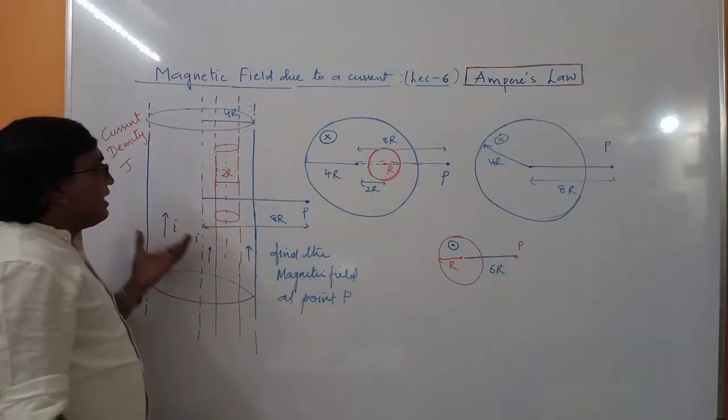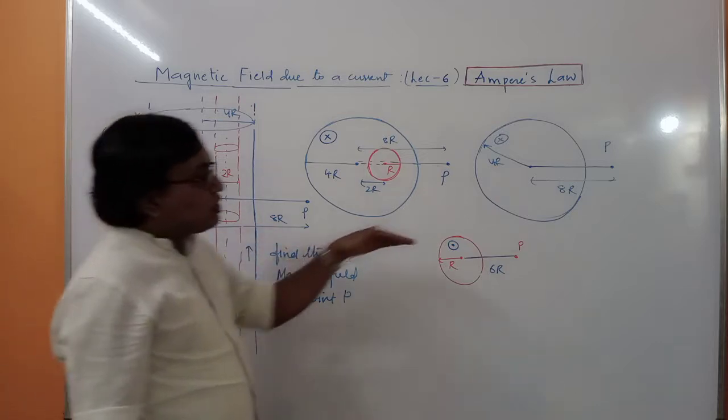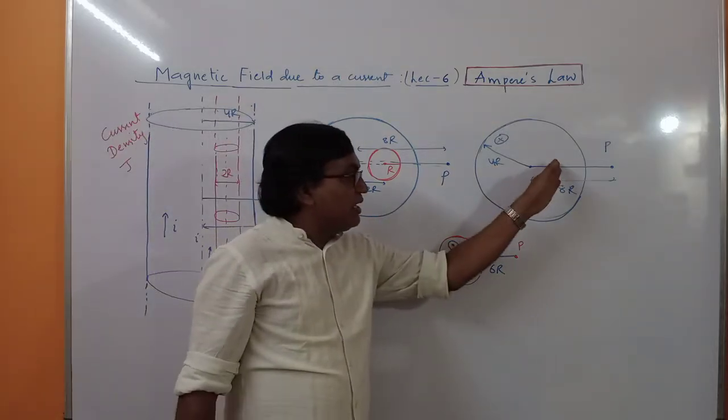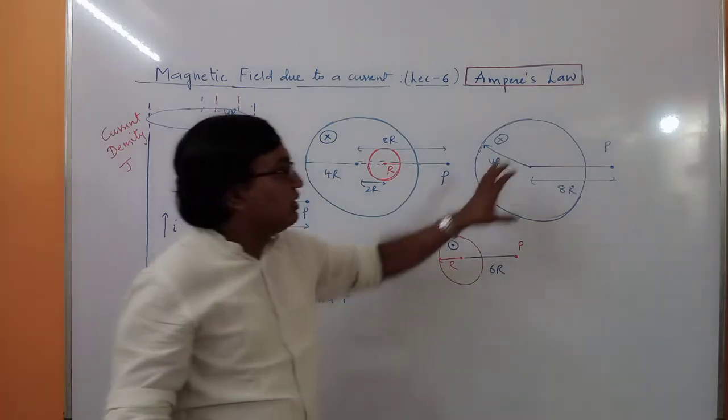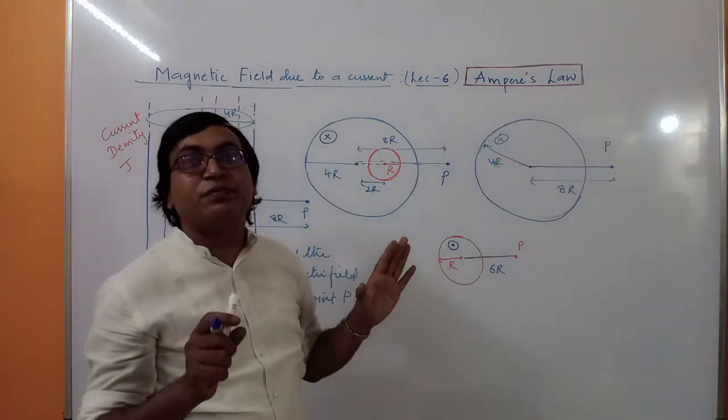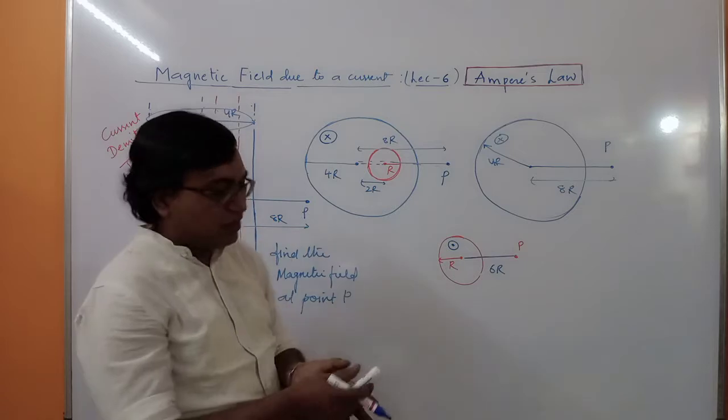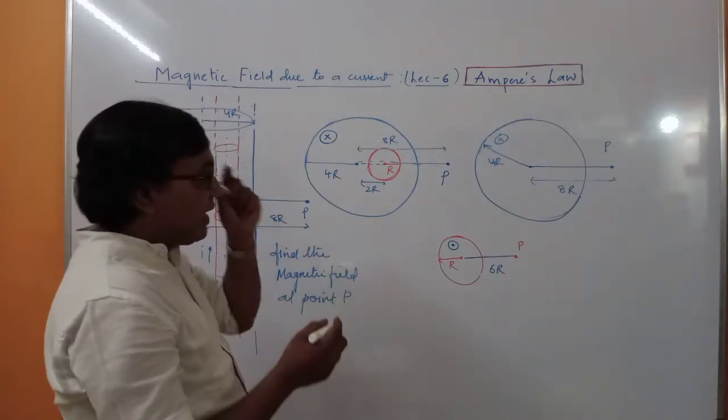So the current density is uniform. So the same current you will have here. Here current is inside and here current is outside. When you superimpose these two, the current in this part will become 0, inside and outside. So let us find out the magnetic field.